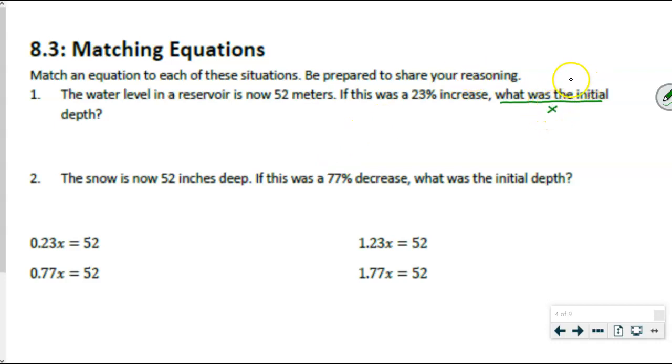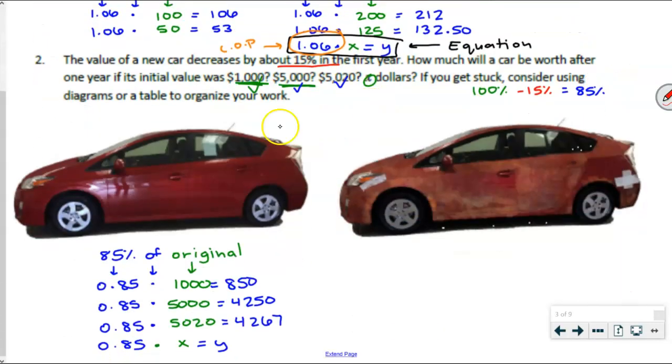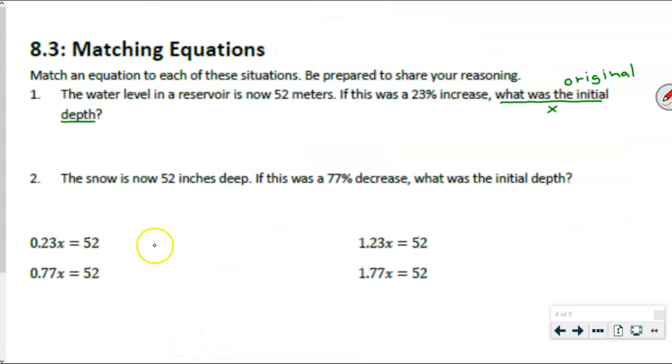X, a variable. Depending on which resource, sometimes they'll use the word initial, sometimes original. So I've been using original, but initial means the same thing. So what was the original or initial depth? Do we know? No, we don't. So kind of like this. We didn't know what it was in the very beginning. We said, what if it's X, right? But what happened in this problem? The amount of water in the reservoir increased 23%, right? It increased 23%.